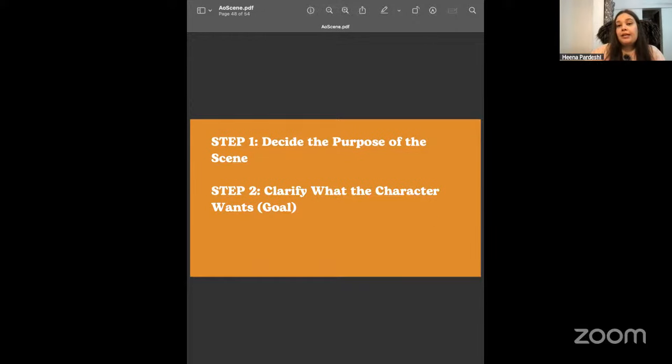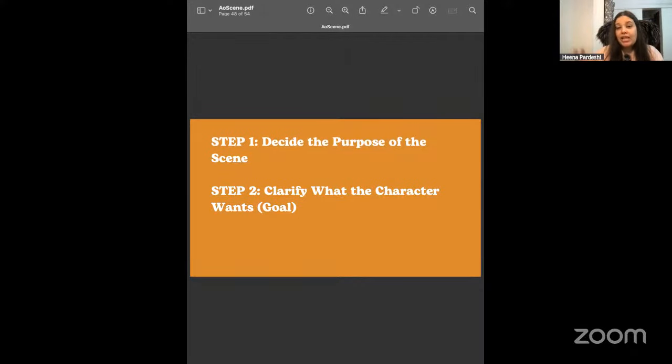The second step is clarify what the character wants, or the goal. Every scene needs a clear goal, even if it's small or internal. So ask yourself these 2 questions. What is my character trying to achieve right now? Why is it important today, in this moment? For example, to overhear a conversation, to confess something, to hide something, to escape a danger, to impress someone, to find an object, to learn the truth, to avoid an ex at a cafe. A scene without a goal is like a story without direction.